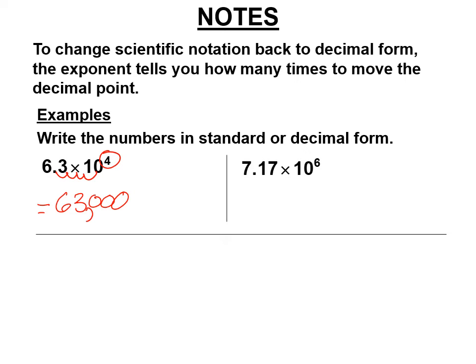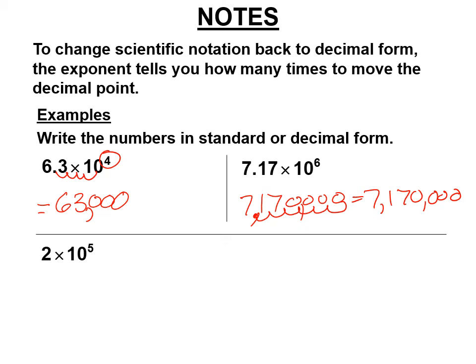Next. So take it, go 1, 2, 3, 4, 5, 6. Add those zeros, and then let's put some commas in it and make it neater. So it's this. Let's be able to say that out loud. That's 7,170,000.